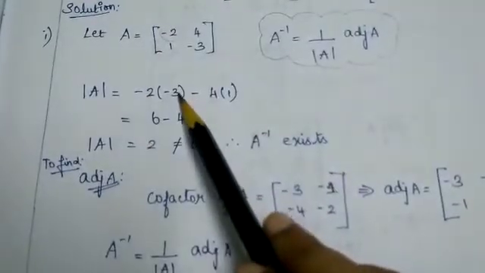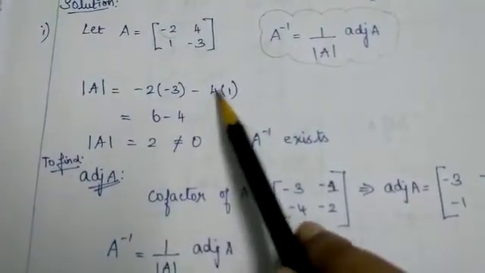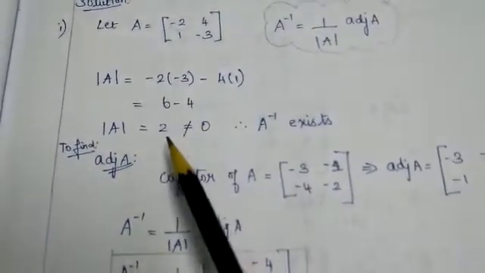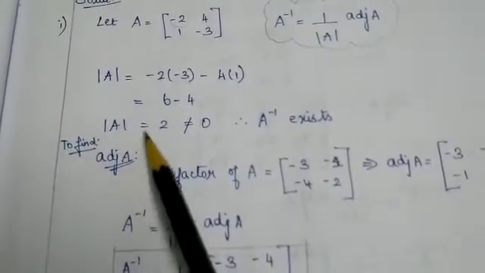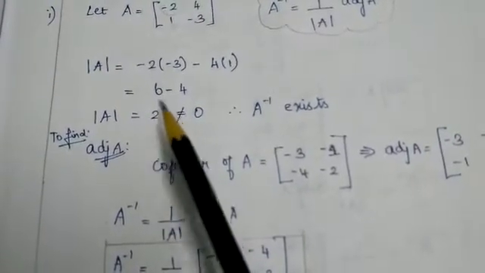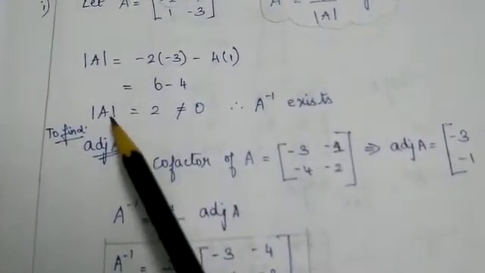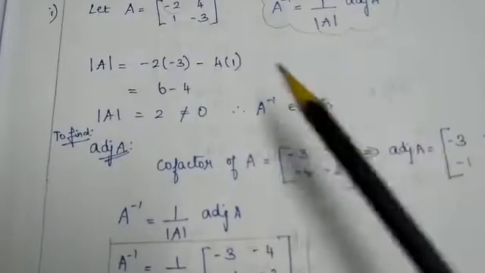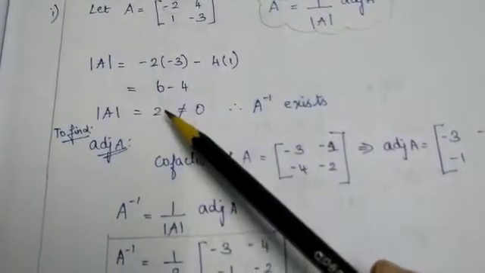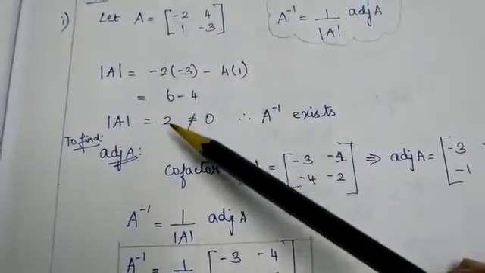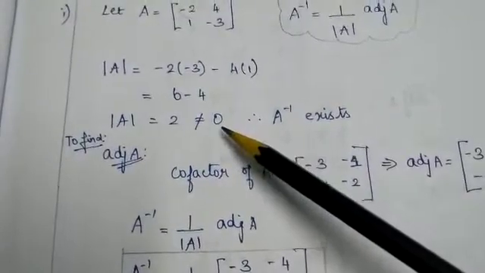Minus 2 into minus 3 is plus 6. And 4 into 1 is 4, with the minus sign here. So 6 minus 4 is 2. So determinant A equal to 2, which is not equal to 0. If I don't get 0, my A inverse exists. If my determinant value is 0, A inverse does not exist. So for this sum, A inverse exists.